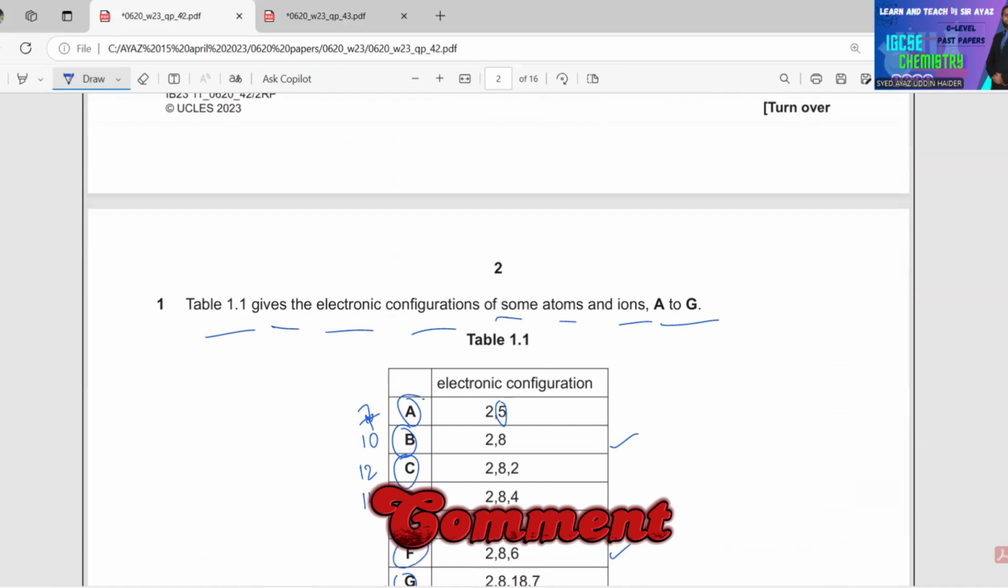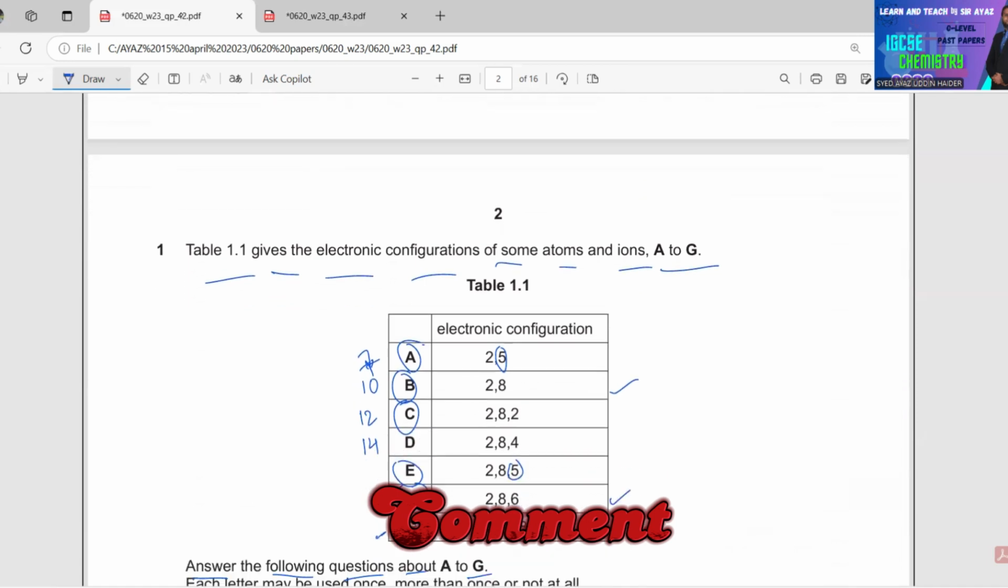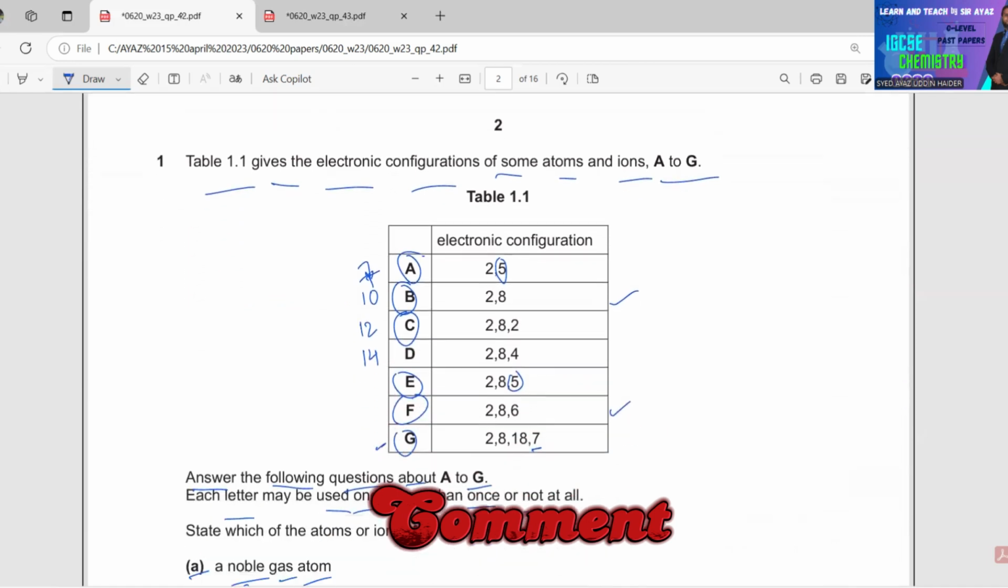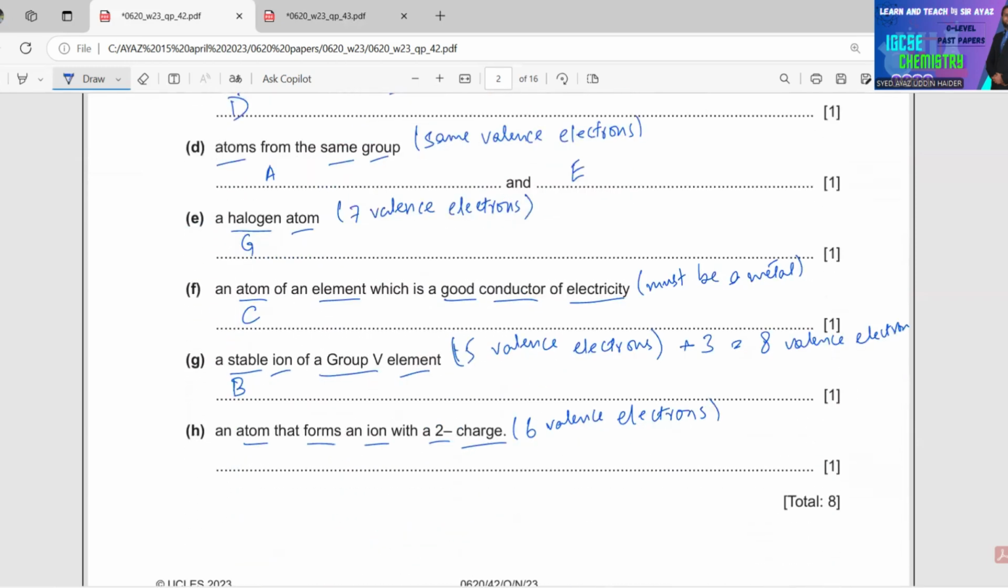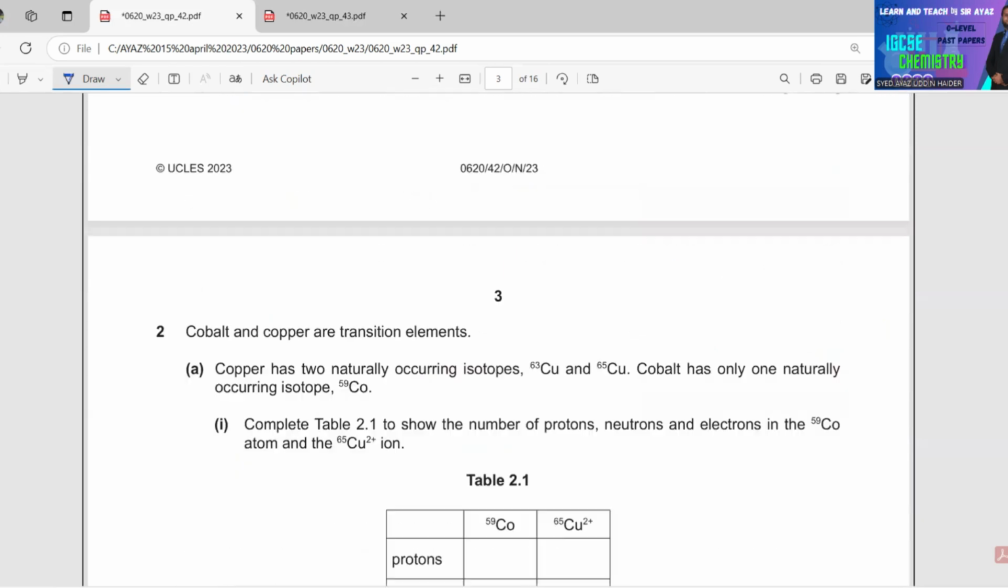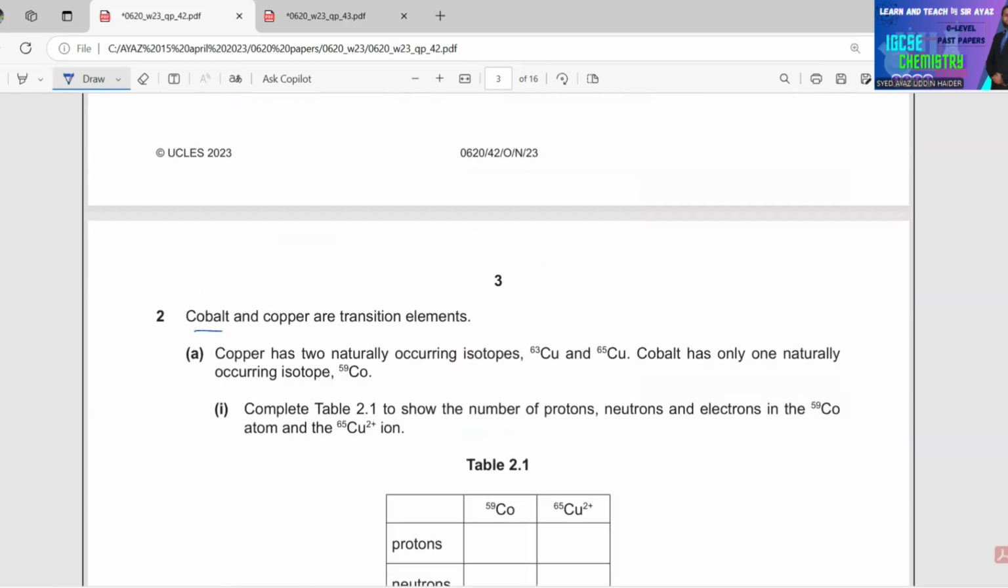So it must be F. The configuration is clear, 2,8,6, which indicates having 6 valence electrons. So F must be the right answer in this case. Moving to the next question. Question number 2: cobalt and copper are transition elements.